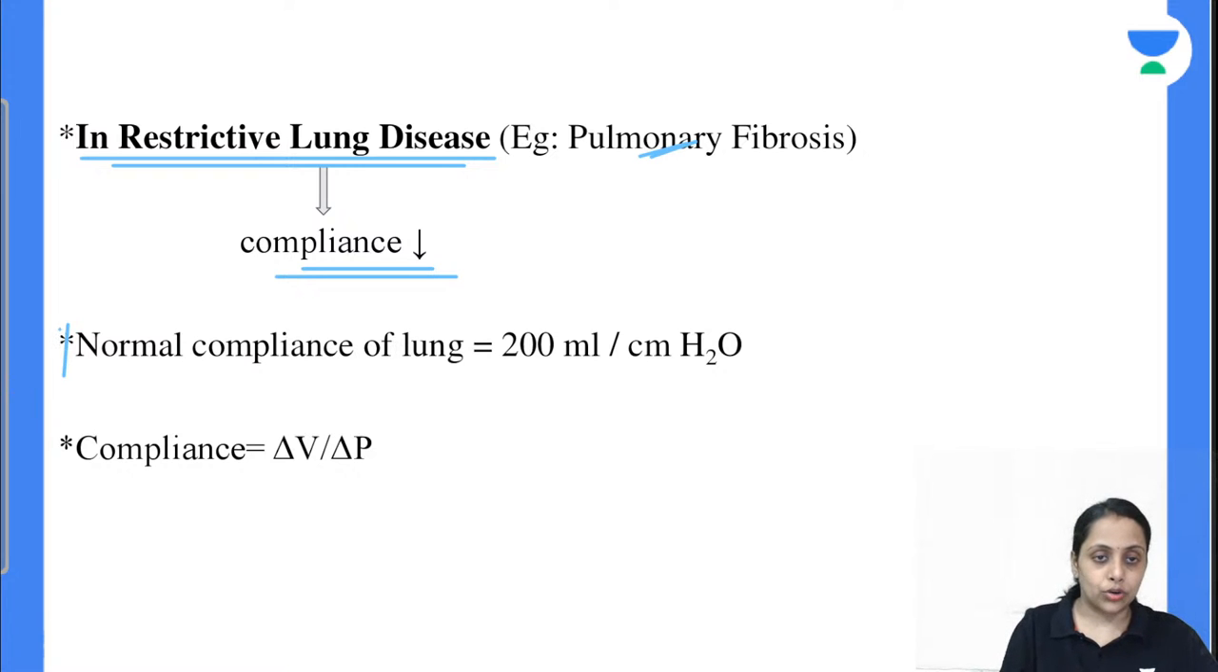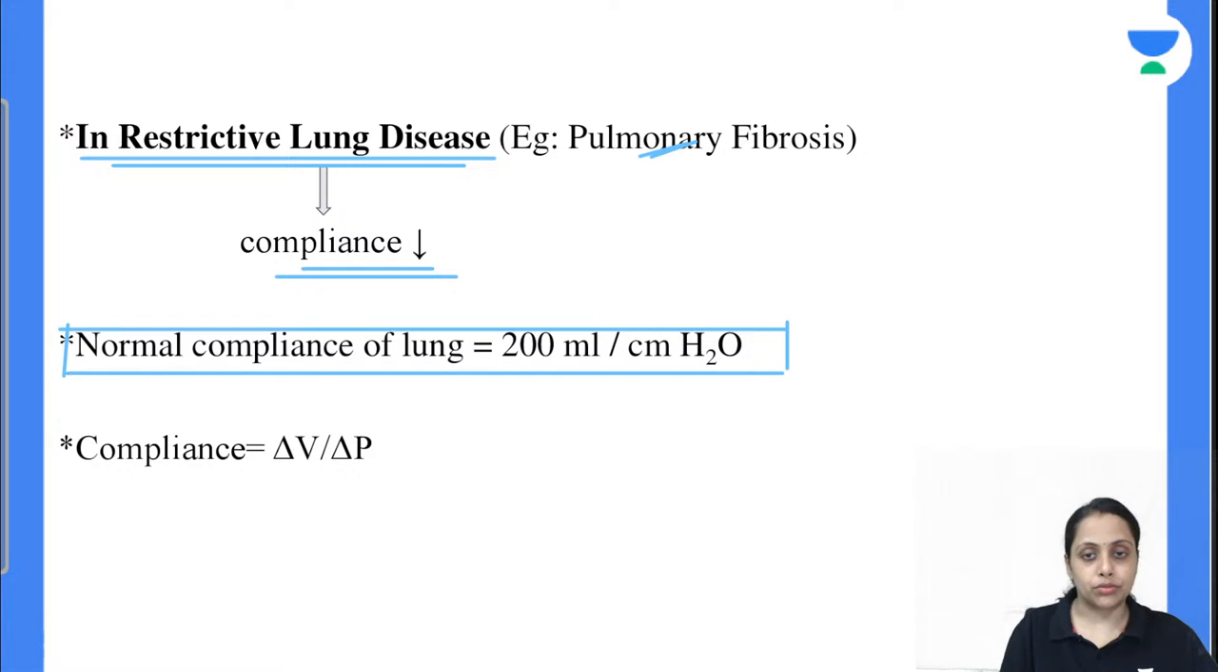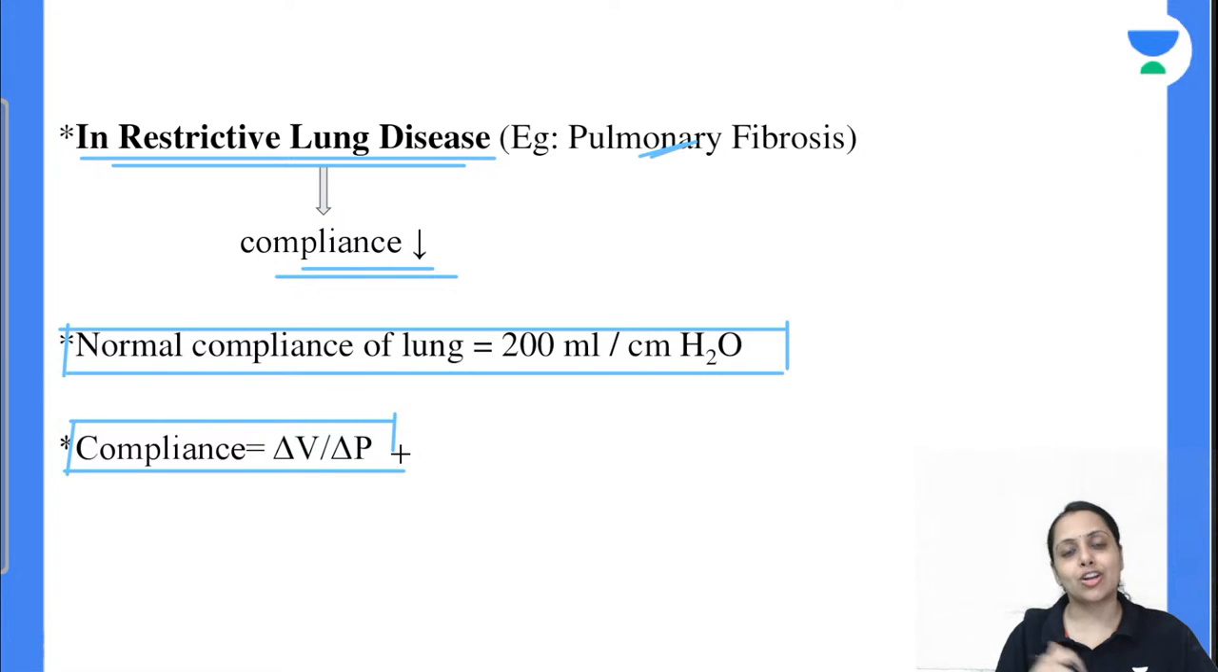Is this clear? Moving further, in restrictive lung disorder like pulmonary fibrosis, compliance decreases. This is the normal compliance of lung, that is 200 ml per centimeter of water, and we can say compliance is, for a given change in pressure, the volume change in our alveoli. So do remember, in obstructive lung disorder compliance increases, and in restrictive lung disorder compliance decreases. What is the normal compliance? 200 ml per centimeter of water. What is compliance? For a given change in pressure, the volume change in alveoli is compliance.